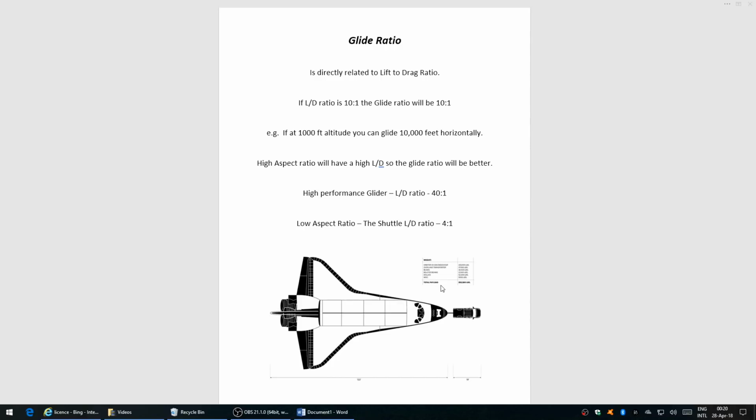A high performance glider can have a lift to drag ratio of 40 to 1, so that means from 1,000 feet it could glide horizontally 40,000 feet. A low aspect ratio aircraft, such as the Space Shuttle, you can see the wingspan is quite low in comparison to the chord. The shuttle has a lift to drag ratio at subsonic speeds of about 4 to 1, so it does not glide very well. However, it is still perfectly capable of being controlled in a glide.